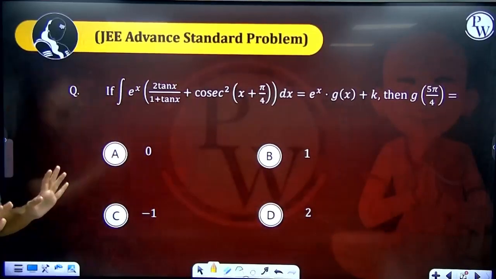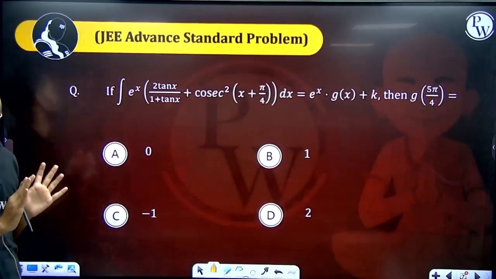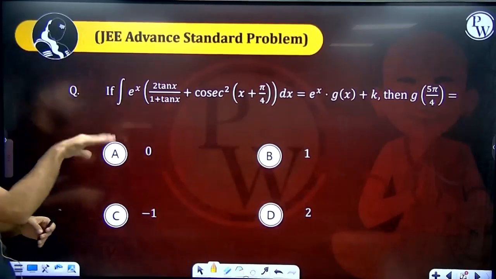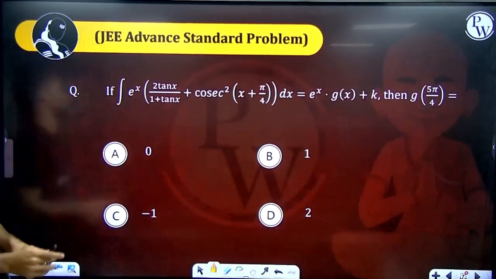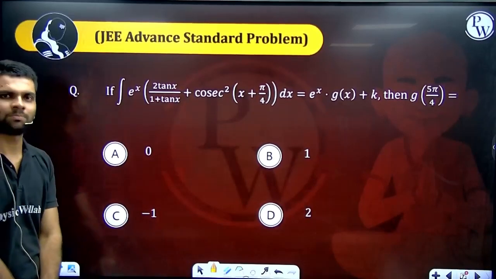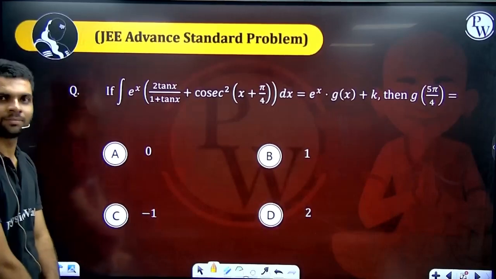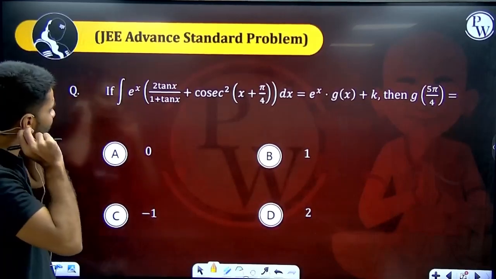Now the last problem of the day. It is a JEE Advanced standard problem, very good problem. I would like to suggest that you please spare some minutes and try to solve it. Shall I start? Okay, I'll begin solving it.